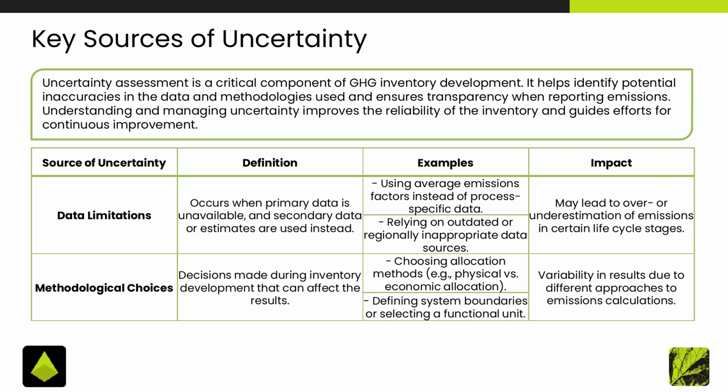Methodological choices involve decisions during inventory development. For example, using physical versus economic allocation could impact results. Additionally, selecting boundaries for processes affects emissions accuracy. Understanding and addressing these uncertainties improve the reliability of your inventory and guide efforts for continuous improvement. By doing so, businesses can enhance their environmental reporting and decision-making processes.